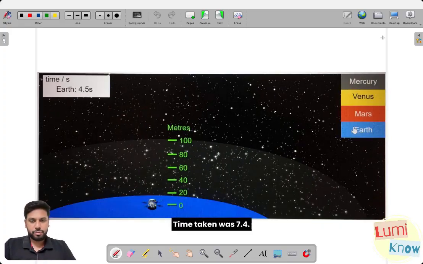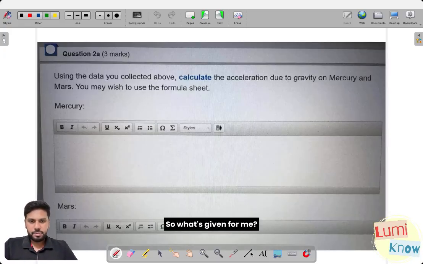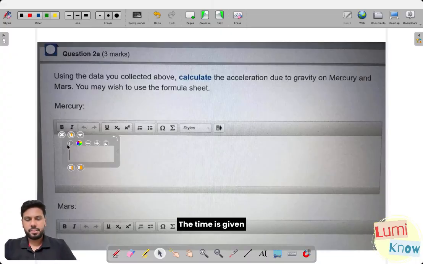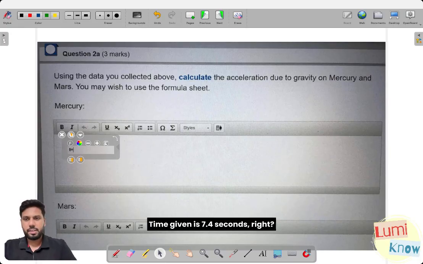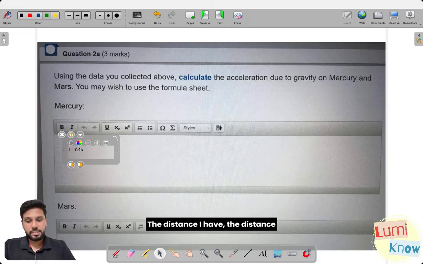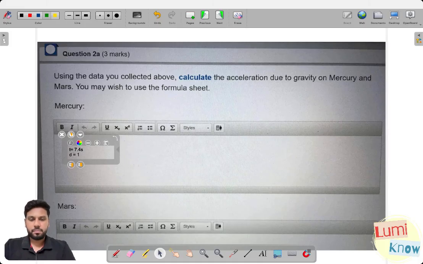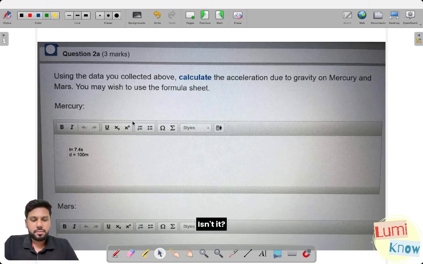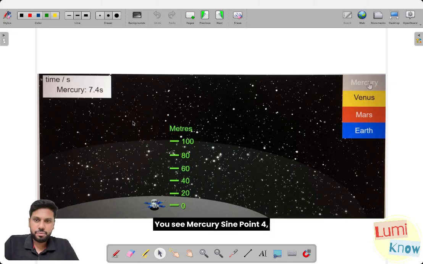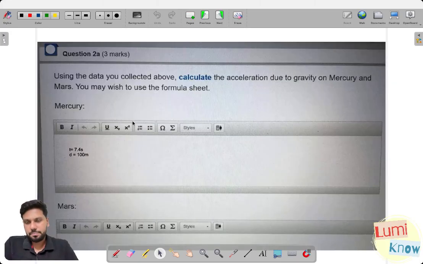Time taken was 7.4. So what's given to me? The time is given to me, and that's 7.4 seconds. Right? What else do I have? The distance I have. The distance covered is equal to 100 meters. There you go. You see Mercury, 7.4. Distance covered is 100 meters.